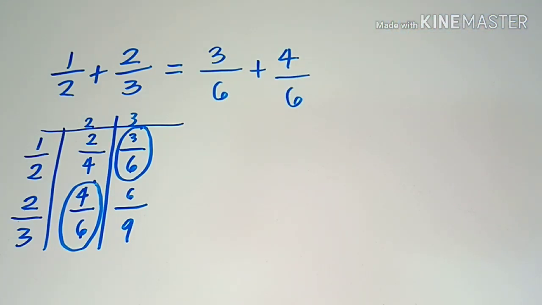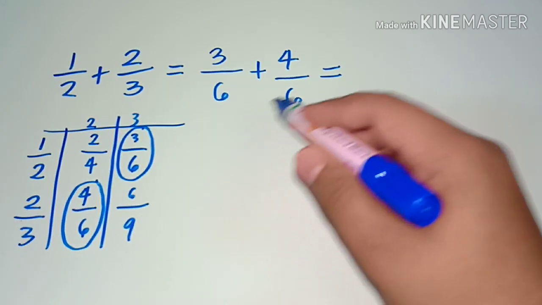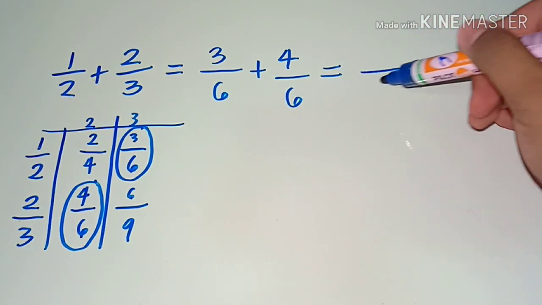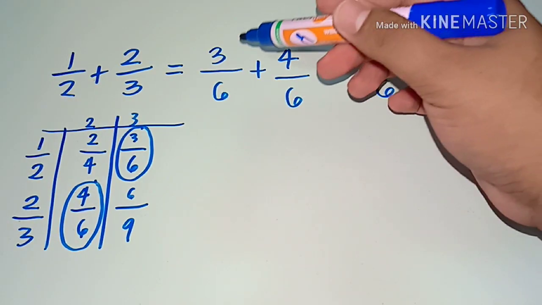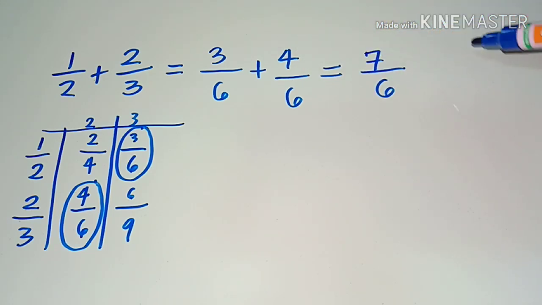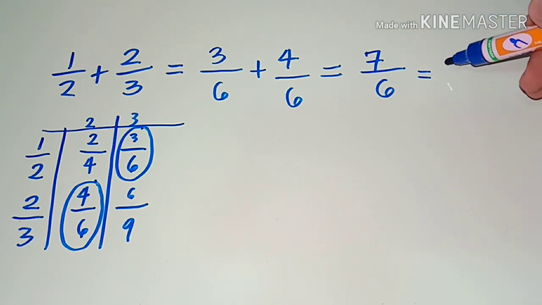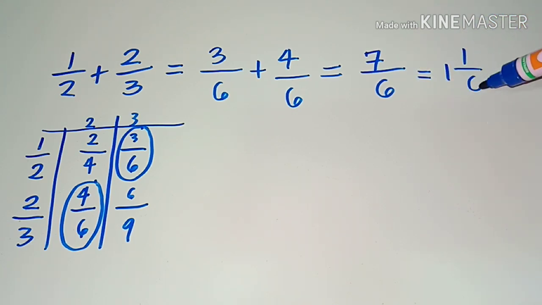By then, you have the same denominator, so you can already proceed to addition. Just copy the denominator now because they are the same already, which is 6. Then 3 plus 4 is 7. So 7/6, make it into a mixed number, so that's 1 and 1/6.